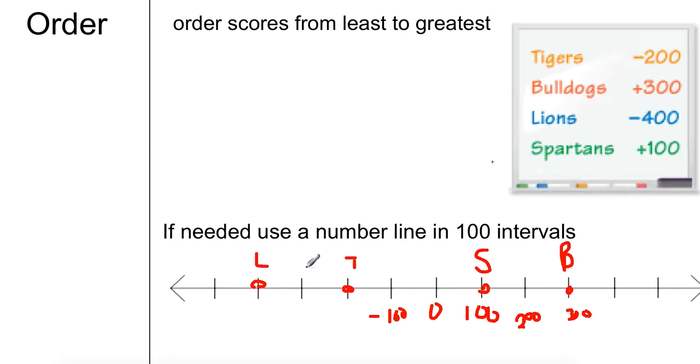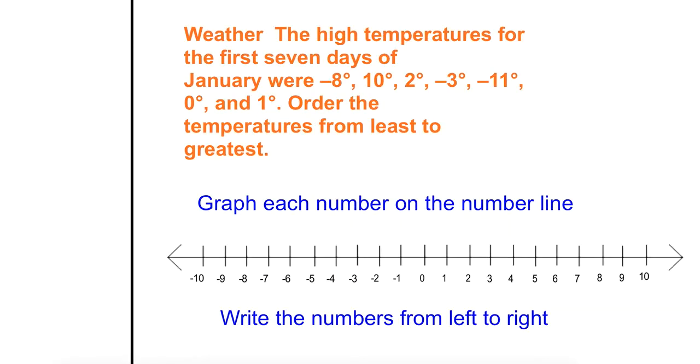If I take a look now I've ordered them. In the order they would go would be the lions, the tigers, the Spartans, and the bulldogs. And I can very easily order them on a number line. So right now, I want you to graph the following on a number line. You can stop the video now.